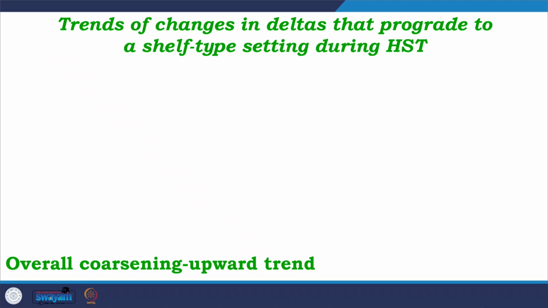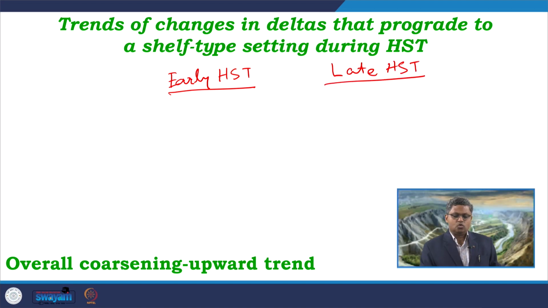So, if I want to summarize the nature of the delta system during HST, when a delta is progressing forward, we can get two distinct patterns. We can have two separate systems: one is the early HST part and the other is the late HST part. For the early and late HST parts, we can think of three different parameters of the delta system and how they will change.